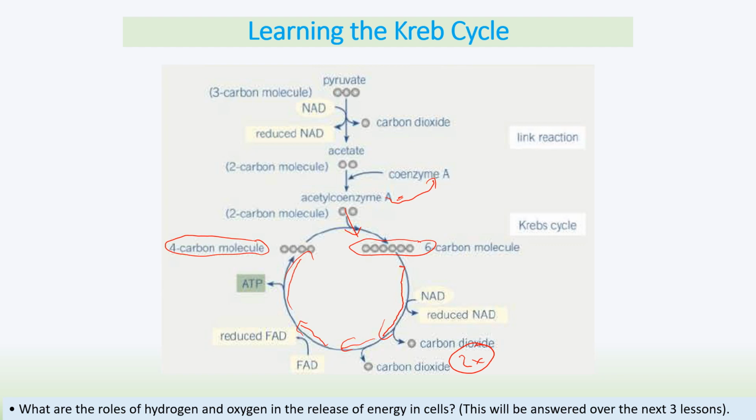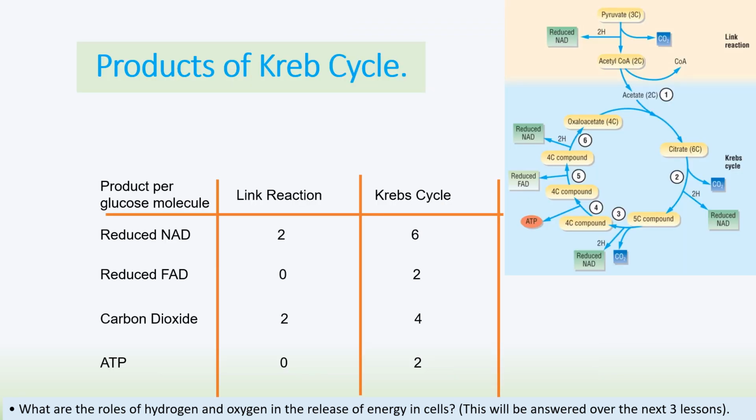For every glucose molecule, don't forget there are 2 pyruvates, so this cycle has to happen 2 times. In terms of what is actually produced, in the link reaction, 2 molecules of NAD are reduced, which means they're carrying hydrogens. In the Krebs cycle, this is per glucose molecule, I should say, because it happens twice, so there are 6 molecules of reduced NAD. There is no reduced FAD carrying hydrogens in the link reaction, but 1 per cycle of the Krebs cycle, so overall 2 per glucose molecule.